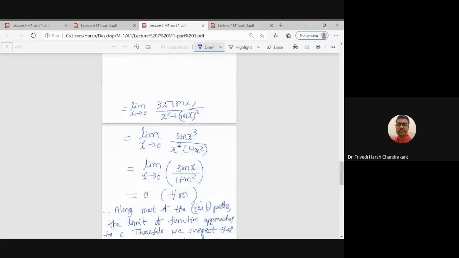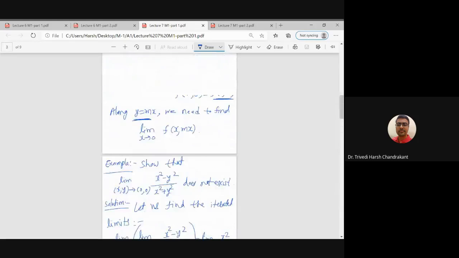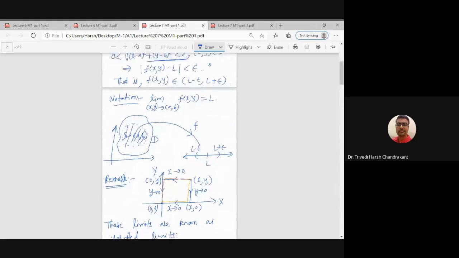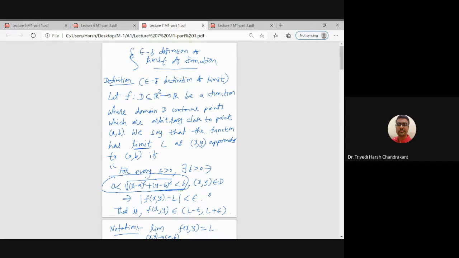Okay, so that is coming from the definition of limit. Let me go directly there. So what is the definition of limit? If you want to find the limit as xy approaches a comma b, we take this particular condition: 0 less than square root of x minus a square plus y minus b square less than delta.